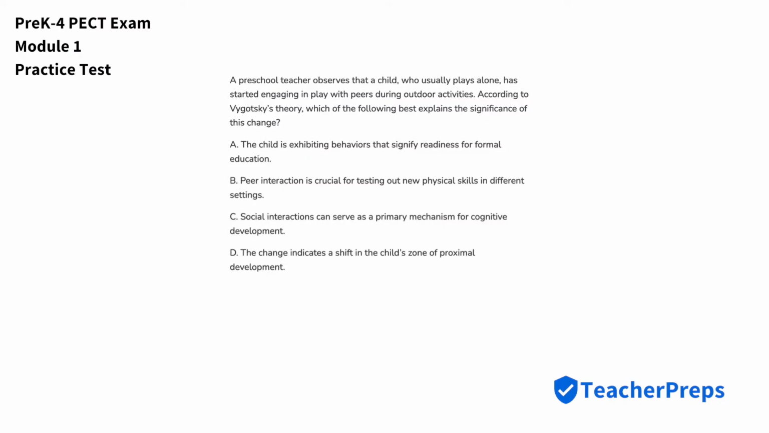Okay, I'll read the question, you pause the video and check your response, then I'll provide the answer explanation. Here's the first question. A preschool teacher observes that a child, who usually plays alone, has started engaging in play with peers during outdoor activities. According to Vygotsky's theory, which of the following best explains the significance of this change?